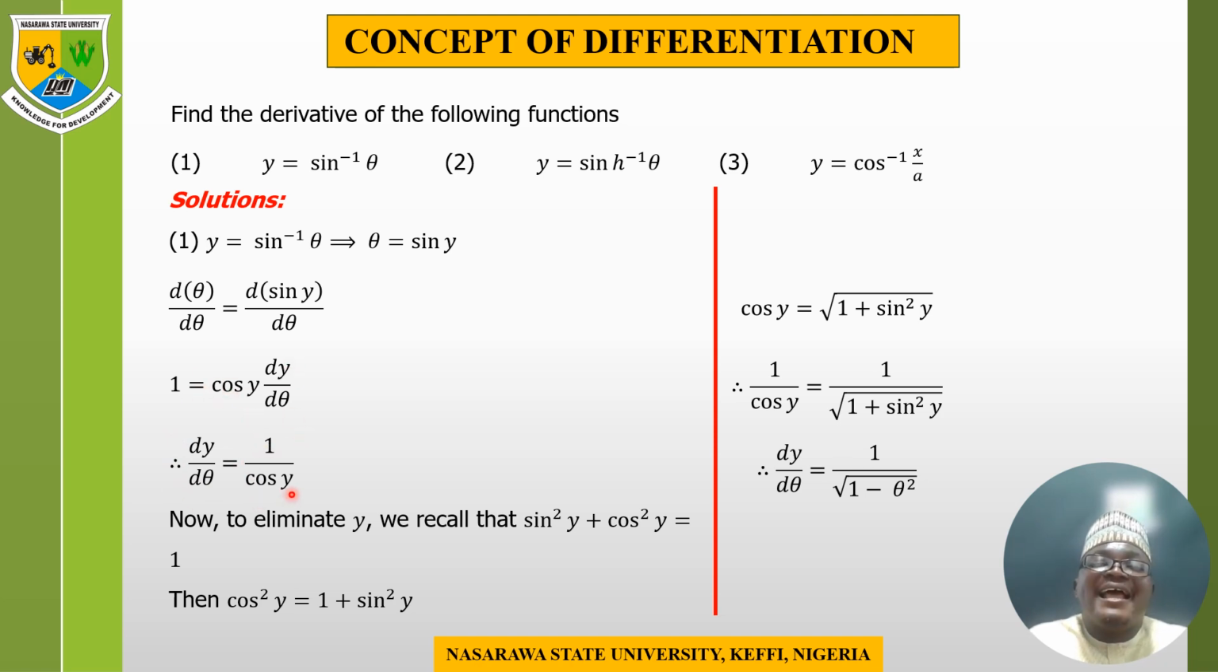And what is y? Our y is defined as sine inverse. Now we define y is equal to this, then you replace it here. Now we determine y. We recall that sine square y plus cos square y is equivalent to 1. What we are saying here, what is your y? Our y, remember, is cos.